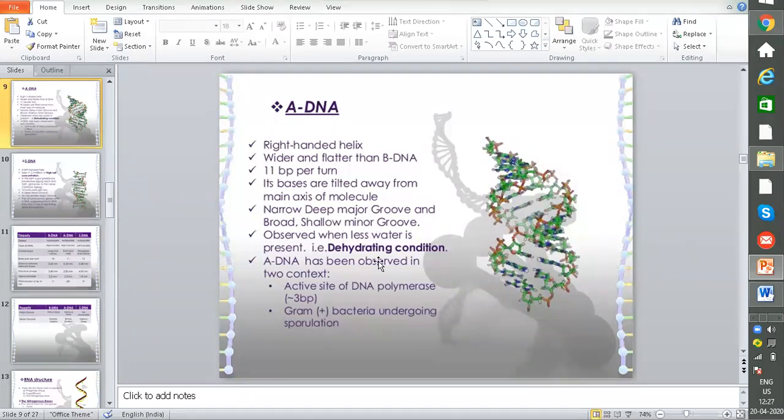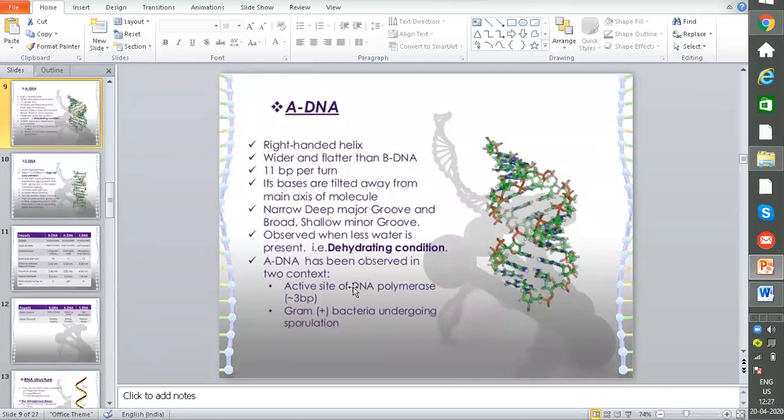And the important point here is the dehydrating condition. aDNA is available in a dehydrating condition. It is not generally available in normal conditions like hydrated conditions. Only bDNA is available in hydrated condition, but aDNA is available in dehydrating conditions. So that's why we can very rarely see it in the cell.